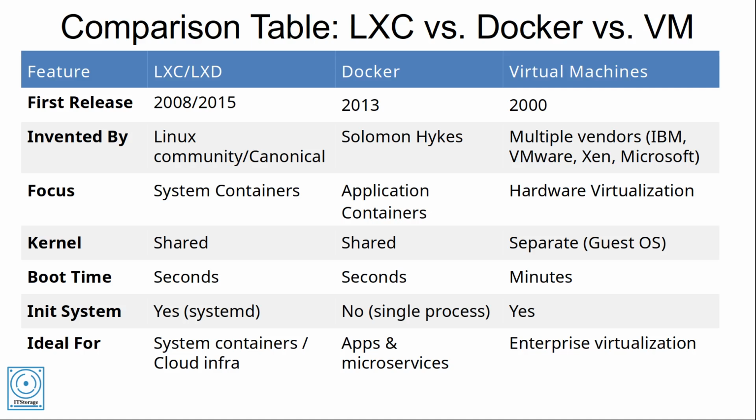LXC uses a shared kernel, Docker a shared kernel, and virtual machines a separate guest OS. Boot time in LXC is seconds, in Docker also seconds, and for virtual machines, minutes. LXC has an init system, Docker no, single process, and virtual machines yes. LXC is ideal for system containers and cloud infrastructure, Docker for applications and microservices, and virtual machines for enterprise virtualization.